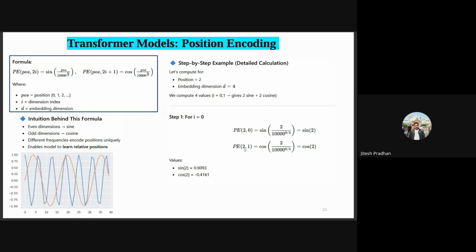For the next position, (2, 1), it becomes 2 divided by that. Look here, the i value is 0, because we have to use i. So the i value is 0. Although we are writing 1 here, the value in the formula is just 2i, it is not 2i plus 1. So 2i becomes 0 divided by 4. So it will be nothing but cos 2. The value will be minus 0.4161.